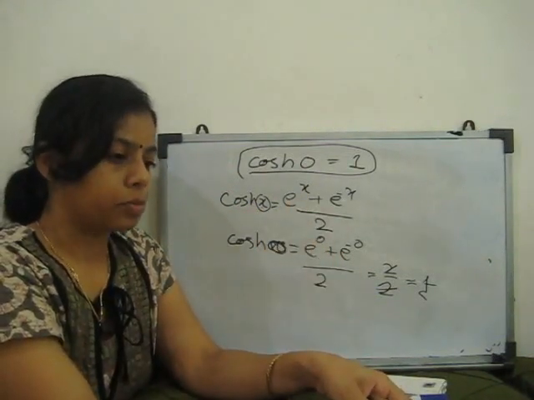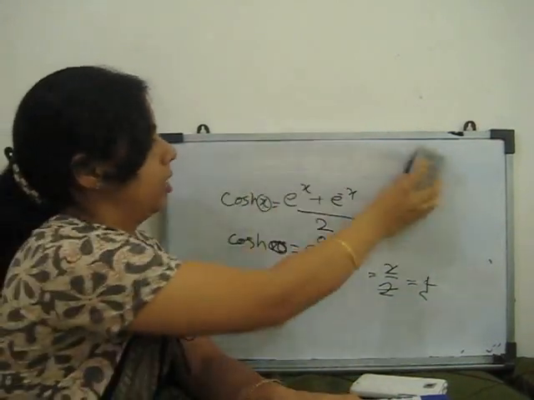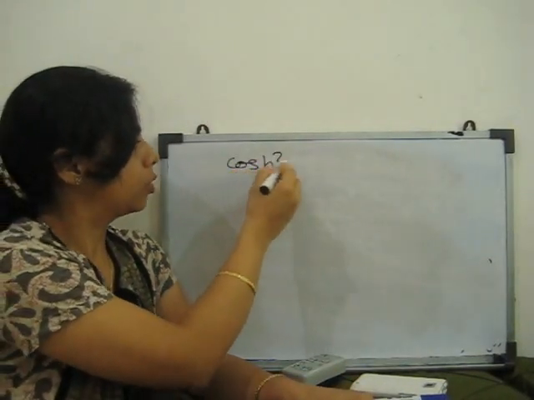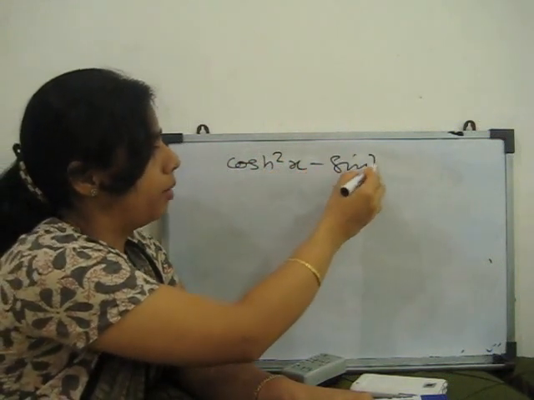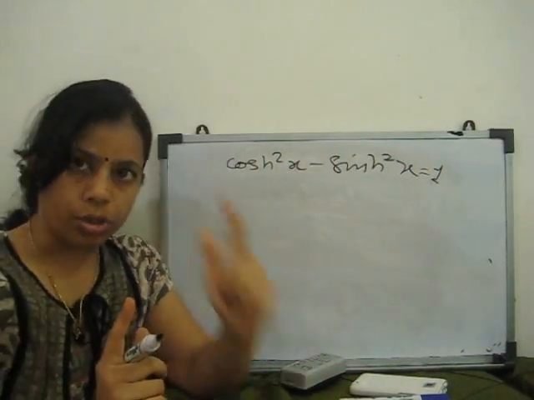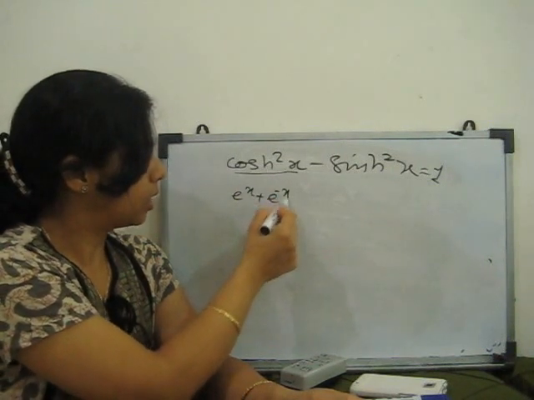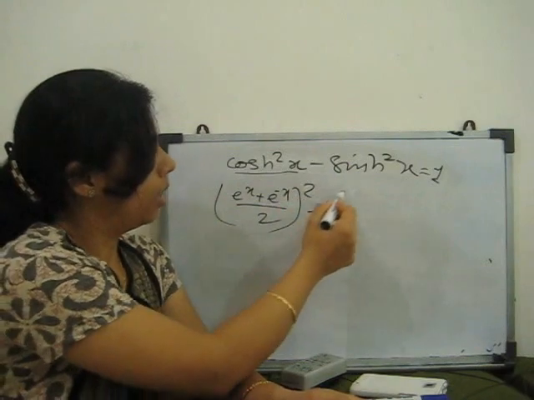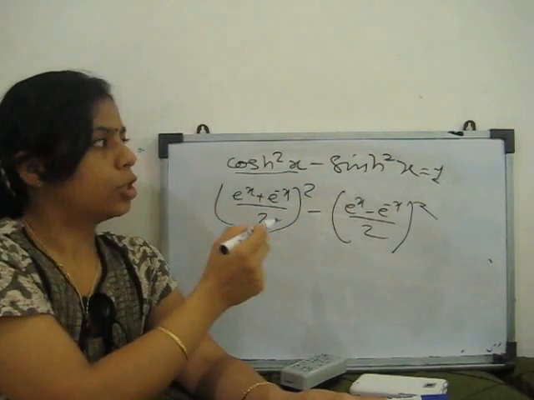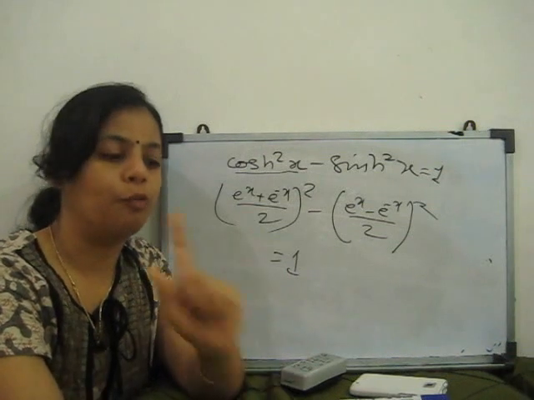Clear? Now, some more results. If you want to show that result also, which I discussed previously, you can prove that also. Cos hyperbolic square x minus sin hyperbolic square x is equal to 1. It's very important. You just put the formula of (e to the power x plus e to the power minus x) by 2, whole square, minus (e to the power x minus e to the power minus x) by 2, whole square. When you open it and solve it, you will definitely get the result equal to 1.